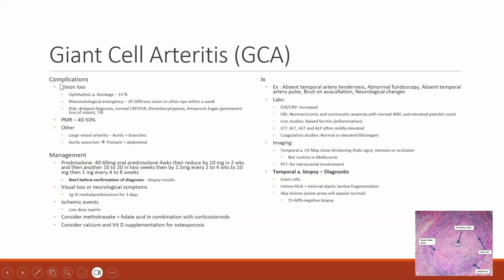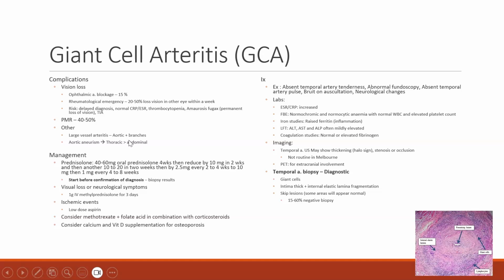Giant cell arteritis, again, complications. They can get vision loss, which is a rheumatological emergency, because in 20 to 50%, they will lose their vision in the other eye within a week. It's caused by ophthalmic artery blockage in most people. Risk for vision loss: delayed diagnosis of GCA, normal inflammatory markers, thrombocytopenia, permanent loss of vision, and TIA. So again, 40 to 50% will have PMR.